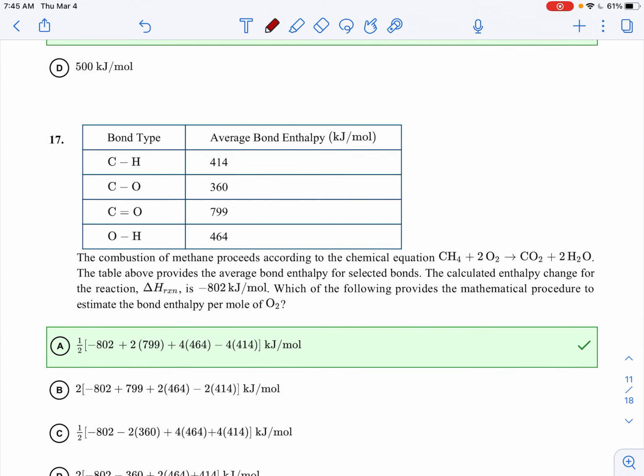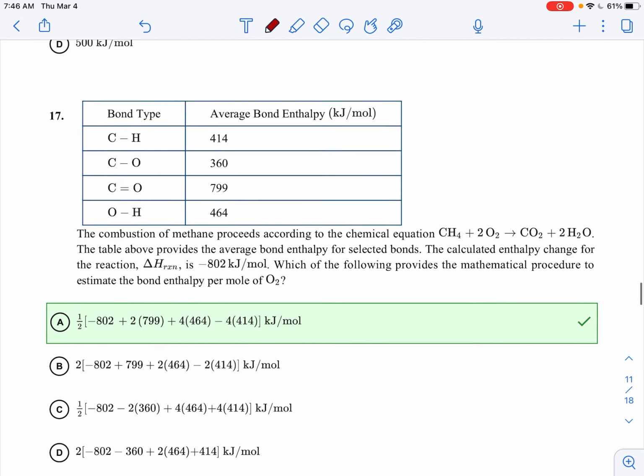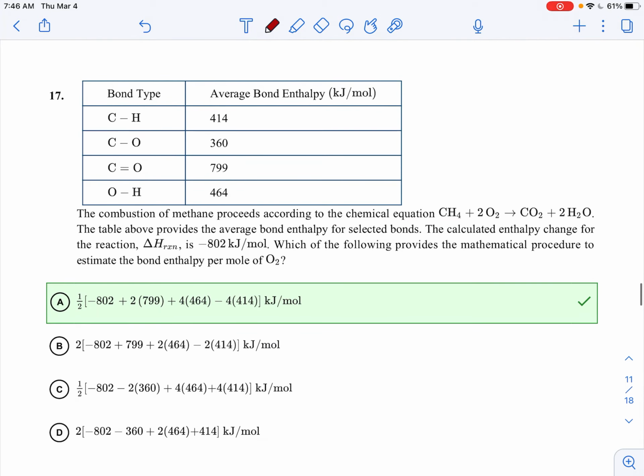Okay. Number 17 says the combustion of methane proceeds according to the chemical reaction. The table above provides the average bond enthalpy for selected bonds. The calculated enthalpy change of the reaction, delta H of the reaction, is negative 802 kilojoules per mole. Which of the following provides the mathematical procedure to estimate the bond enthalpy per mole of O2?